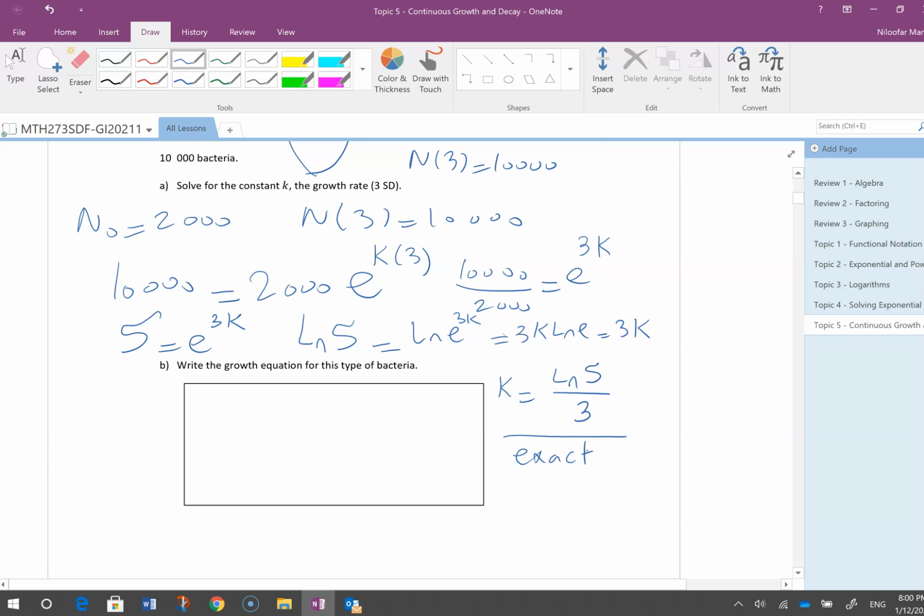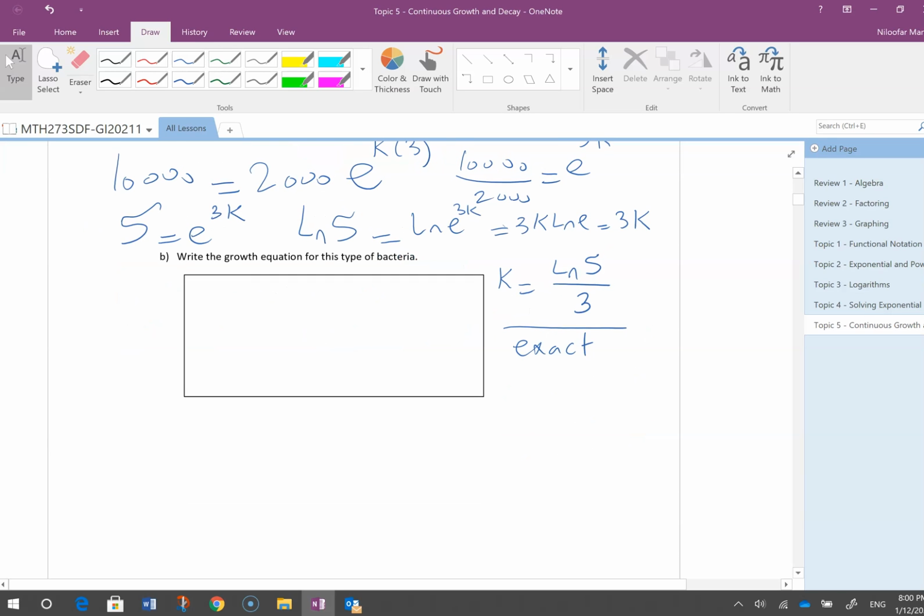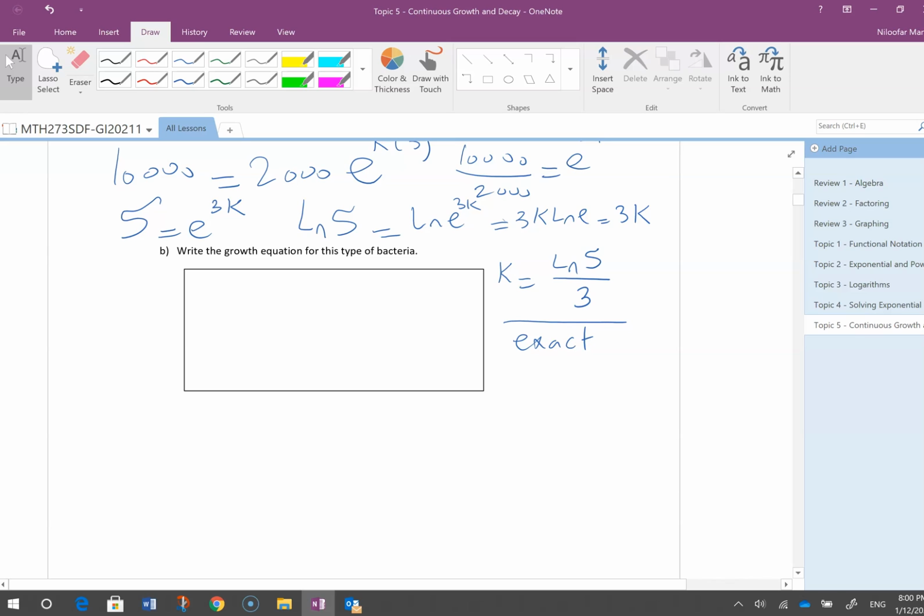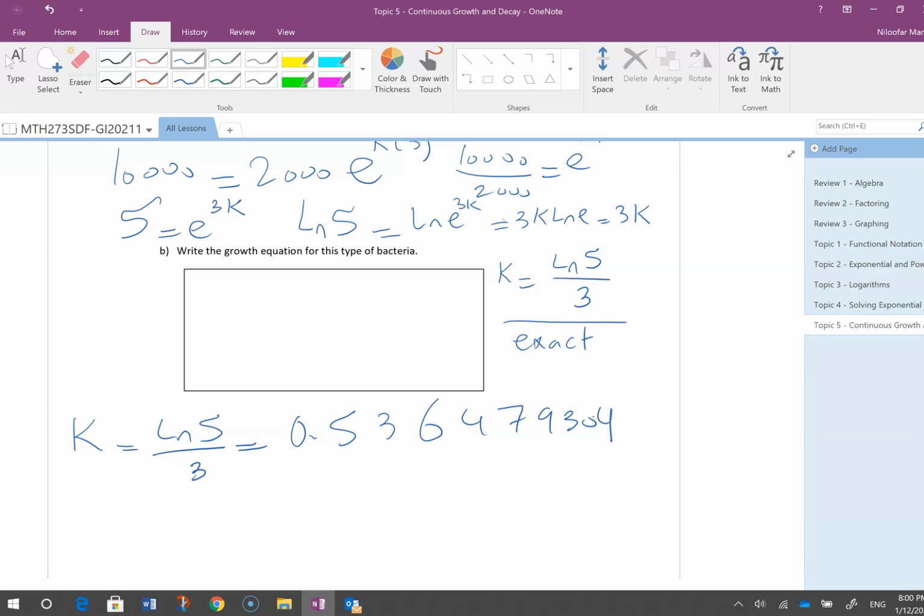Okay, if I want to do it exact, I just use this as the answer. But I like to calculate. So k is ln 5 divided by 3, which is 0.536479304. The reason I use many digits is that I do not want to round in the middle of the answer. For part B, I want to continue to have an accurate answer, so I use more digits. The more the better.